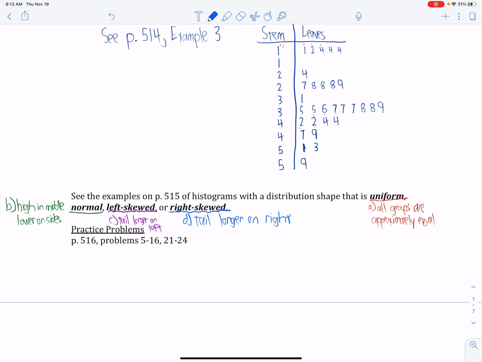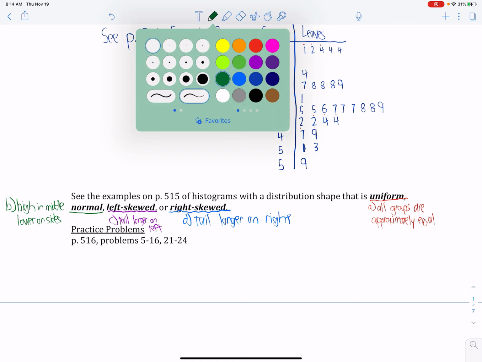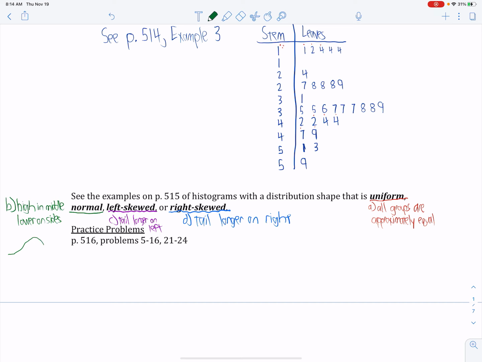So in a uniform graph, the categories are all pretty close to the same. A normal shape of a graph means it's higher in the middle and lower on the sides. So something sort of like this. A left skewed graph means that there's a longer tail on the left side. So something like that. And then a right skewed graph means that there's a longer tail on the right side, like that.